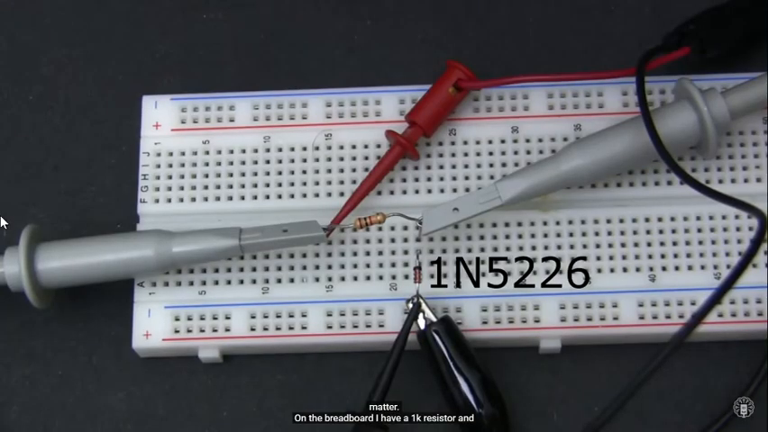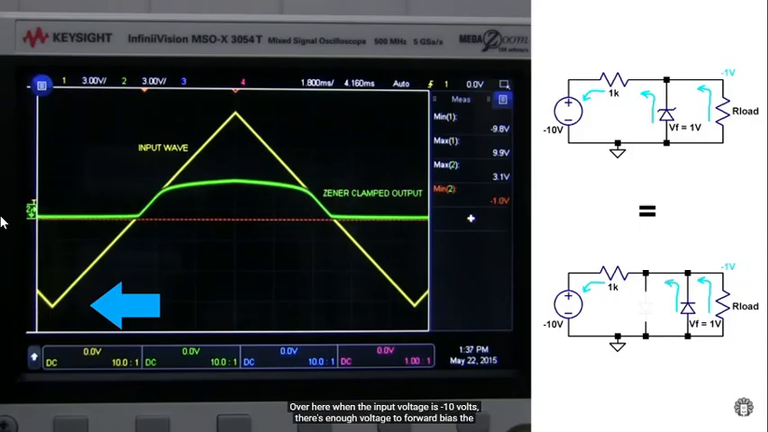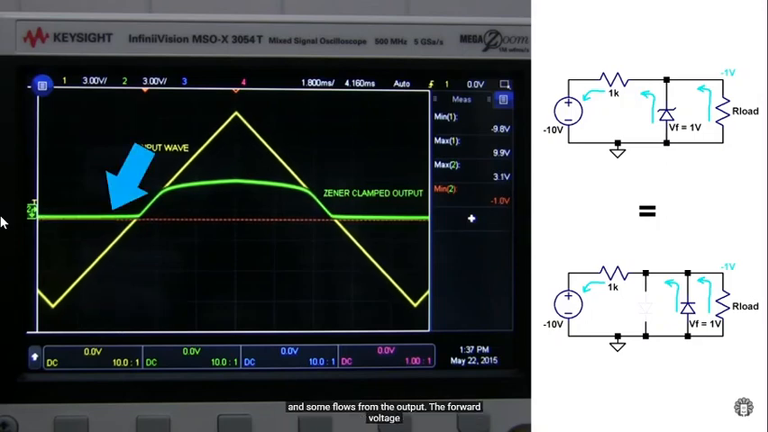On the breadboard, I have a 1K resistor and a 1N5226 3.3 volt Zener diode. I'm feeding in the minus 10 volt to plus 10 volt wave, and I'm measuring the clamped output on my oscilloscope. Over here, when the input voltage is minus 10 volts, there's enough voltage to forward bias the Zener diode. Some current flows through the Zener diode and some flows from the output. The forward voltage drop is 1 volt, so it effectively clamps the output voltage to minus 1 volt.